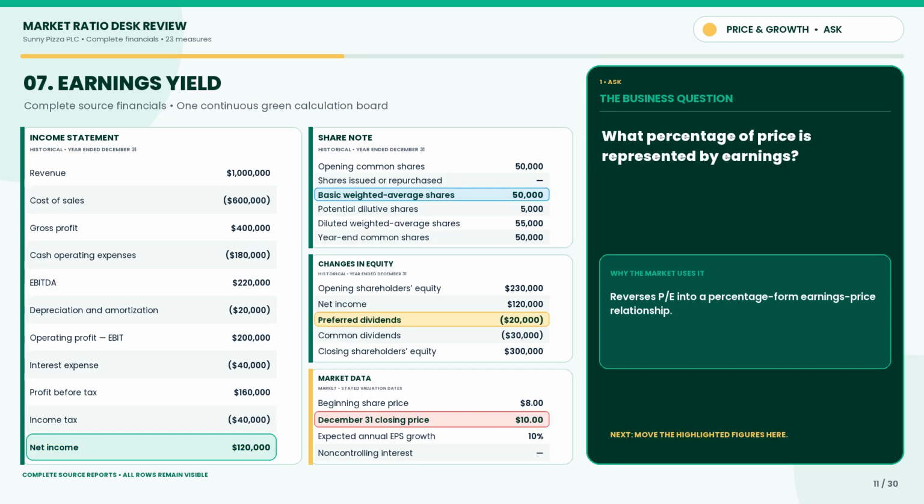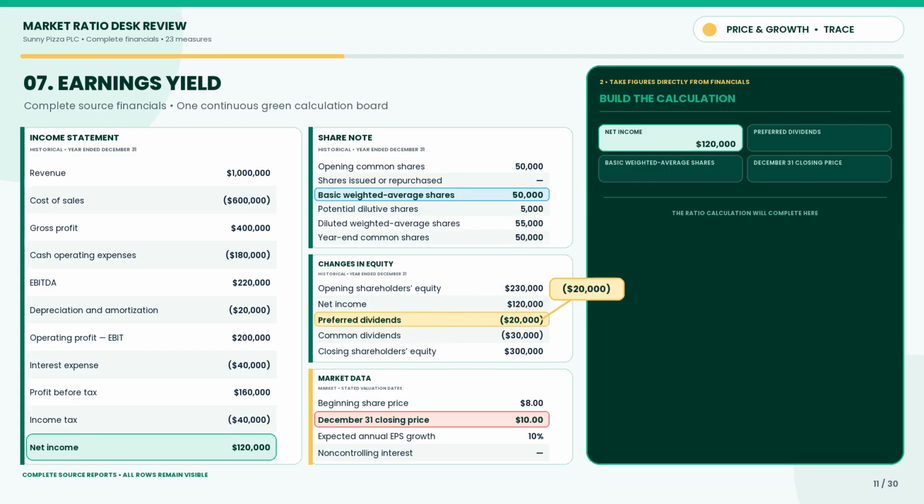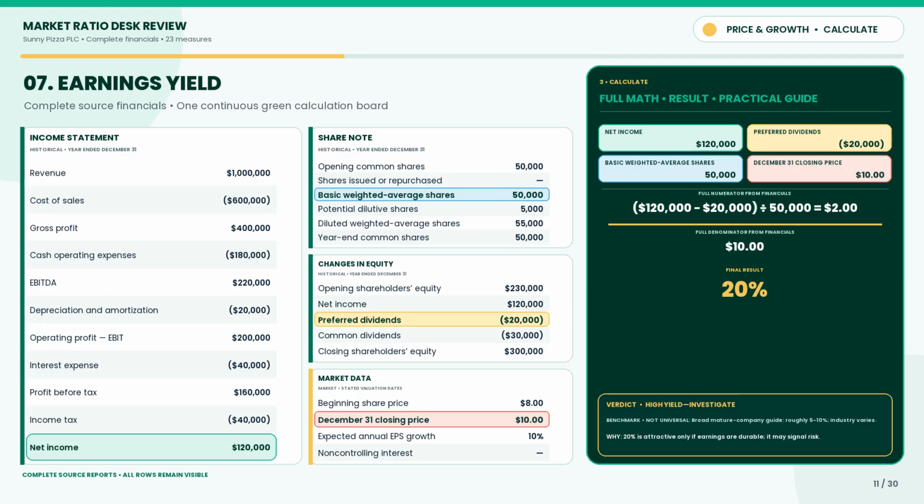What percentage of price is represented by earnings? Reverses P/E into a percentage form earnings-price relationship. Reverse the P to E fraction. $2 EPS divided by the $10 market price equals a 20% earnings yield. 20% earnings yield is the inverse of a 5 times P/E. It expresses common earnings as a percentage of the current share price.